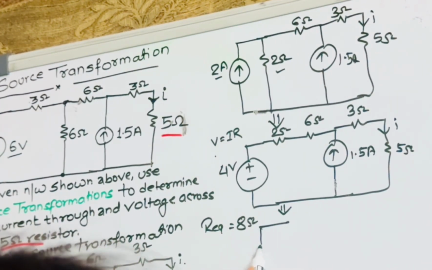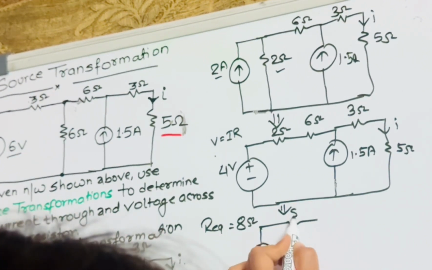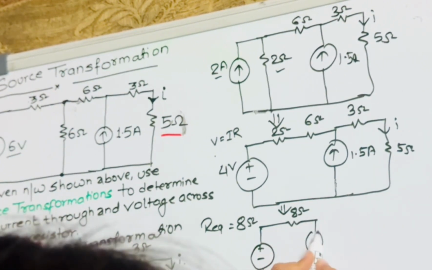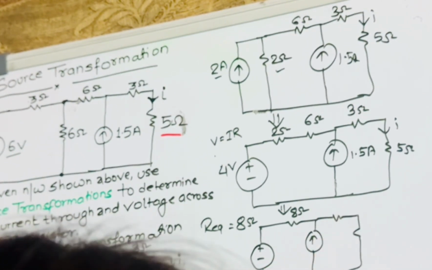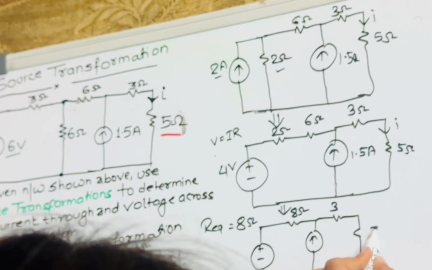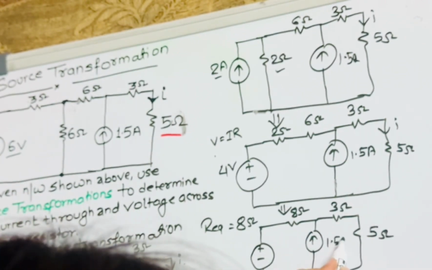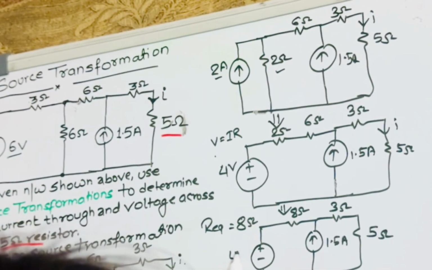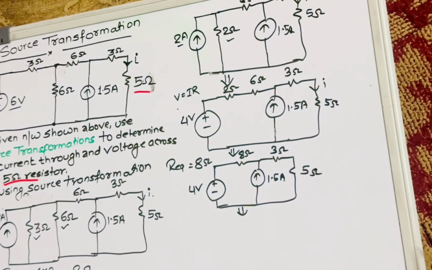Now you will again redraw the circuit, plus minus, which will be 8 ohm and again 1.5, 3, 5, all of them are resistors. This is 5 ampere and your voltage source is of 5 volt. Now again replace this voltage source with a current source. In order to replace this, what will you do? You will again change it into the current.